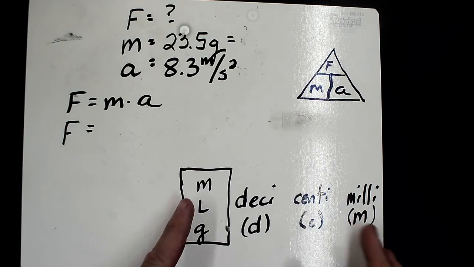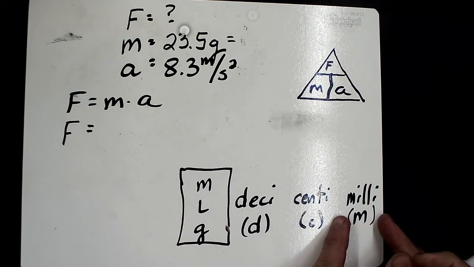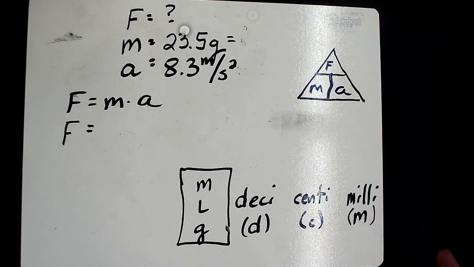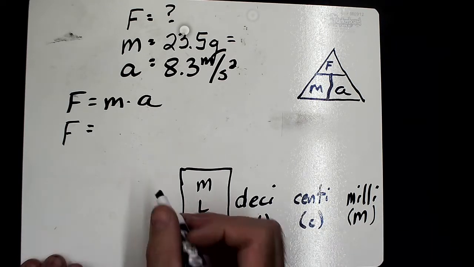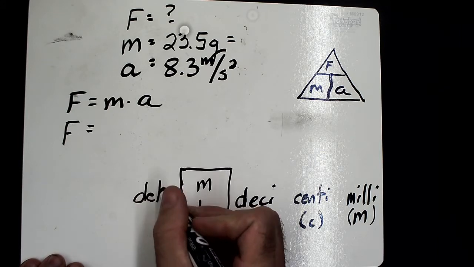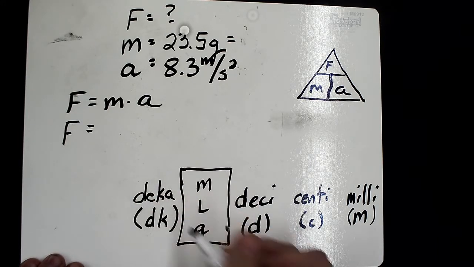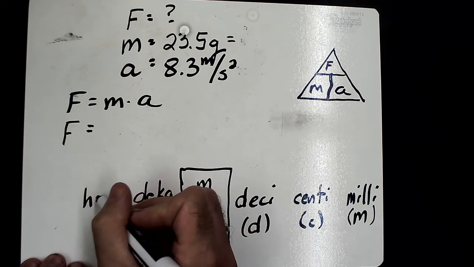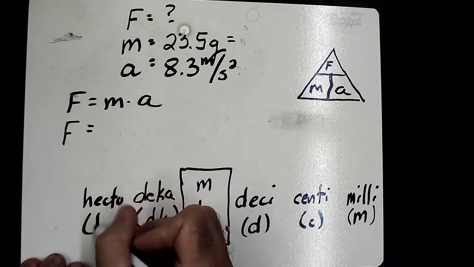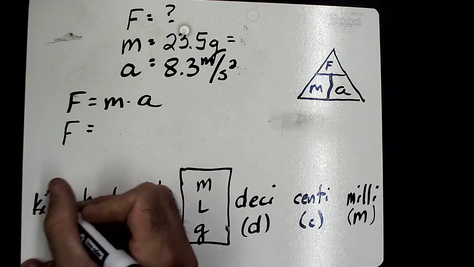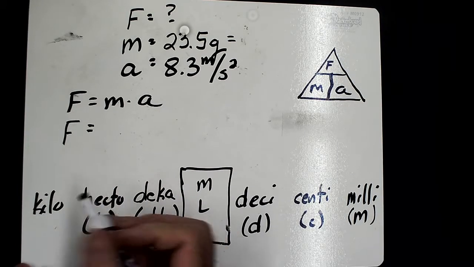So in order to tell, if you've got 2 M's together, it's millimeter. Working in this direction, you've got deca, which is dk. And again, this should be review from last year. Hecto, which is H, and then kilo, which is K.